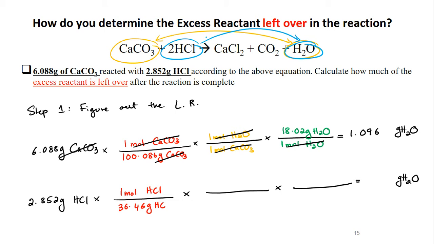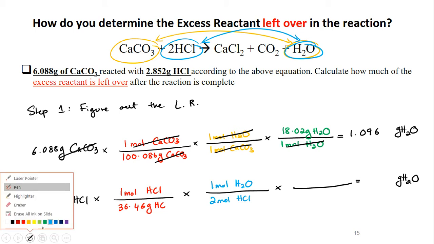So I'm going to pick a different color, blue. Hydrochloric acid and water have a ratio of 2 HCl for every 1 mole of water. So 2 moles of HCl on the bottom, 1 mole of H2O on the top, because we want to go to moles of water and cancel out moles of HCl. The 2 is because there's a 2 as a coefficient here.